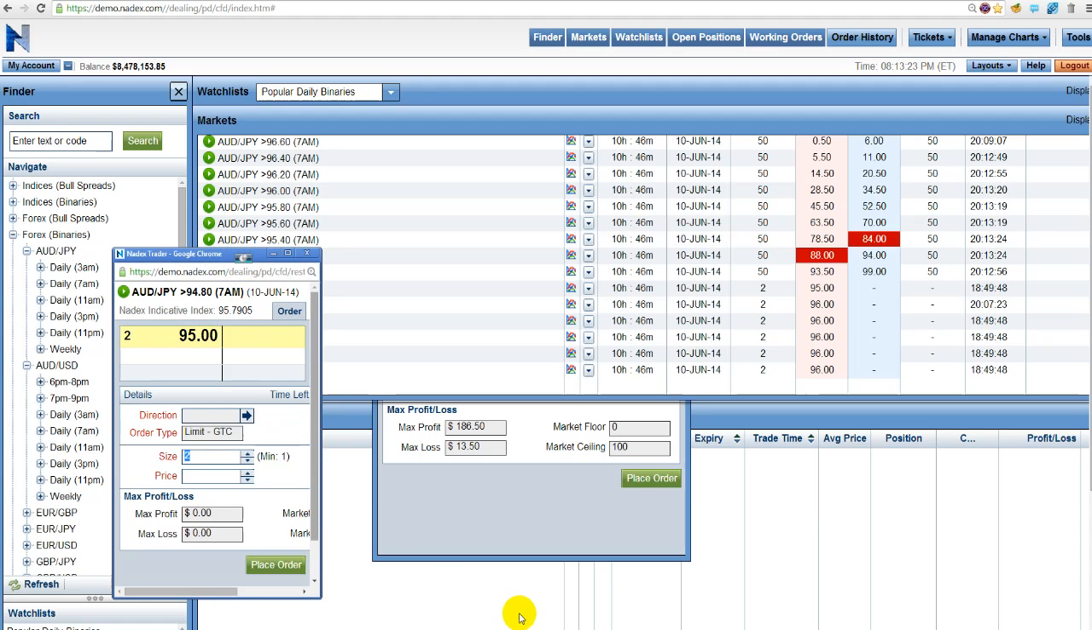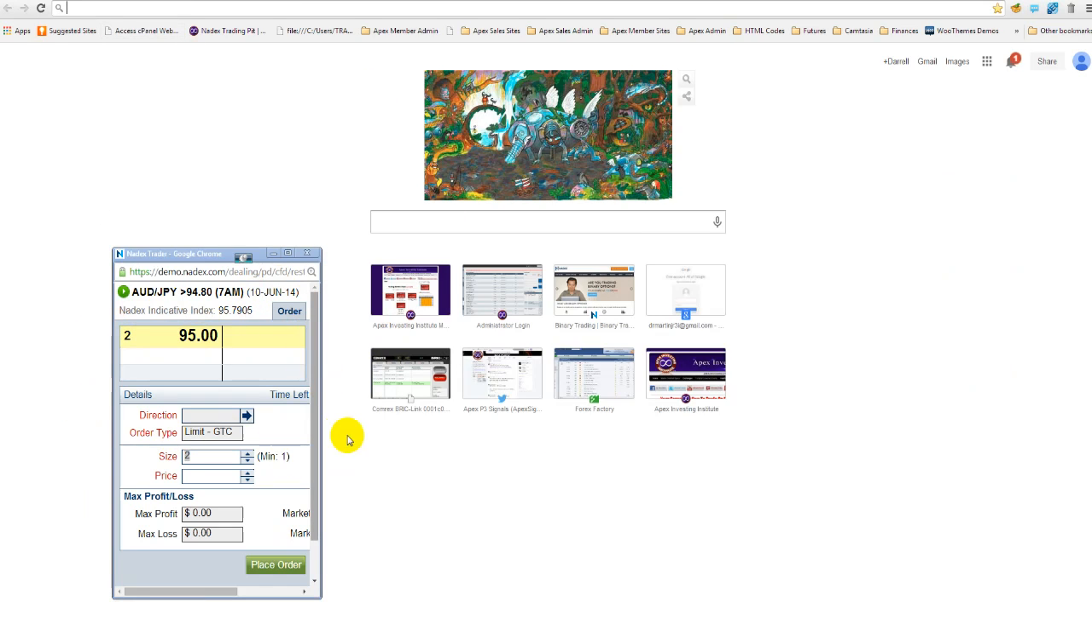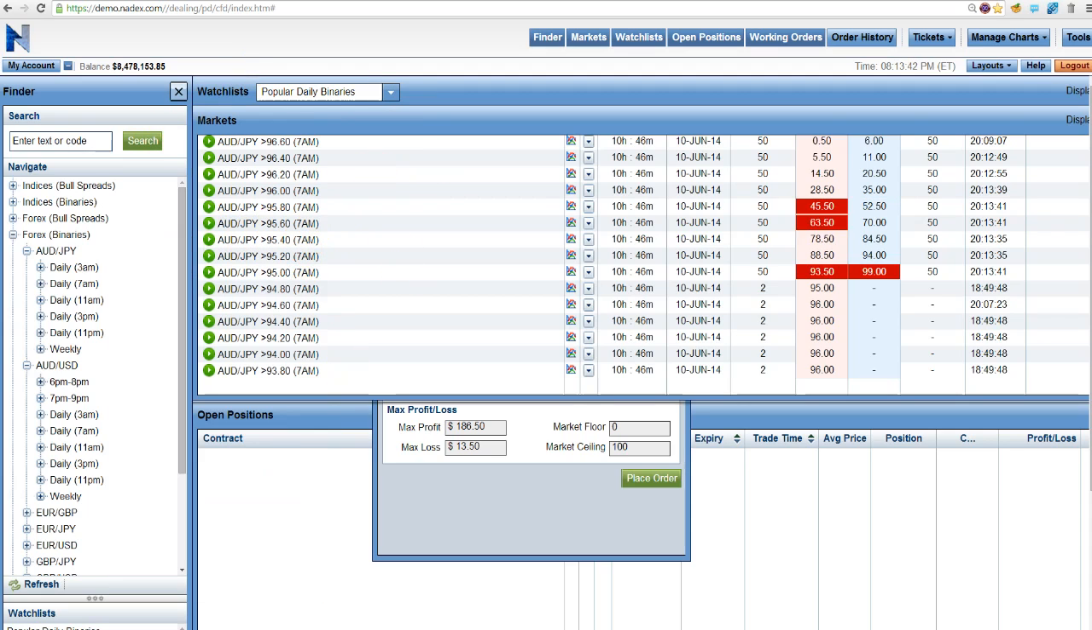You can click pin to top, and now when I'm moving around, open up another tab, then my ticket stays right up there. Okay, very helpful. But yeah, that'll definitely help you out on managing those tickets out of the window there.